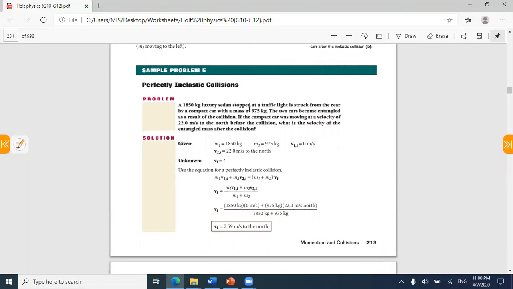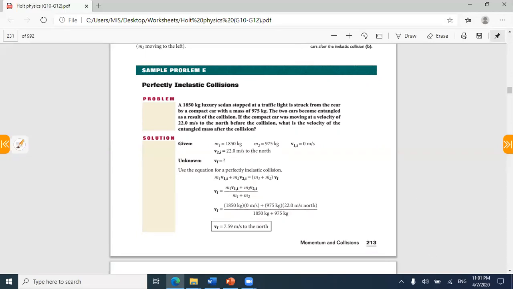A 1850 kilogram luxury sedan stopped at a traffic light. So this is M1, 1850 kilogram, stopped, meaning V1 initial is 0. It is struck from the rear by a compact car with a mass of 975 kilograms. So M2 is 975 kilogram. The two cars become entangled as a result of the collision, meaning they combine together, stick together, move together. If the compact car was moving before the collision at a velocity of 22 meters per second north, meaning positive, so V2 initial is 22 meters per second. The question is just about V final, meaning just to use this equation: M1 V1 initial plus M2 V2 initial equals M1 plus M2 times V final.